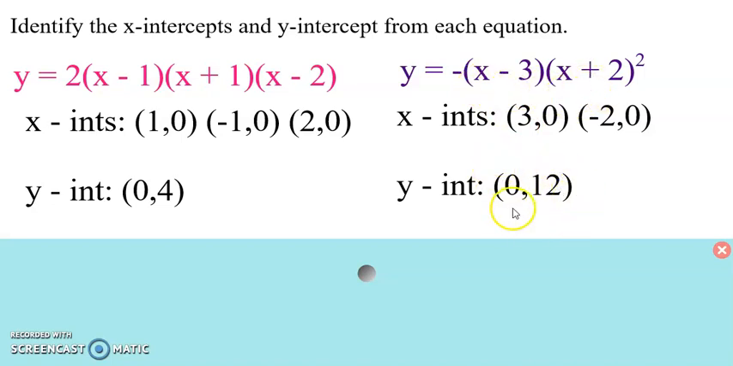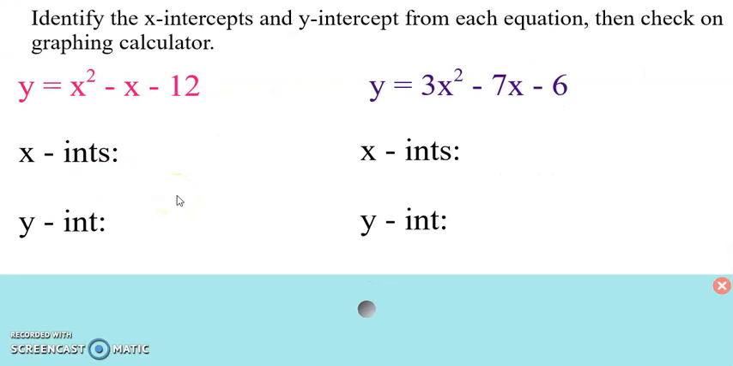And then for my y-intercept, recall that we have to multiply all these numbers here as if we were substituting 0 in for x. Well, this is x plus 2 squared, or x plus 2 times x plus 2. So I have to do 2 times 2, or 2 squared. So that gives me 4 times negative 3 is negative 12, times this is basically negative 1, makes it a positive 12. Okay?